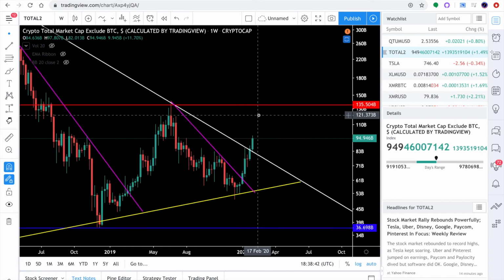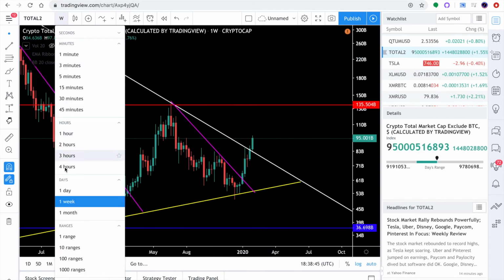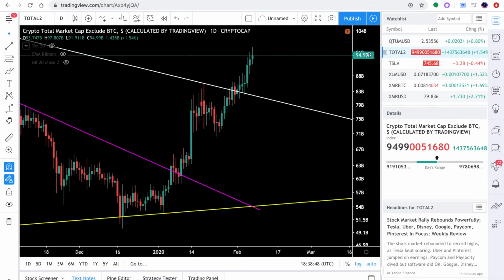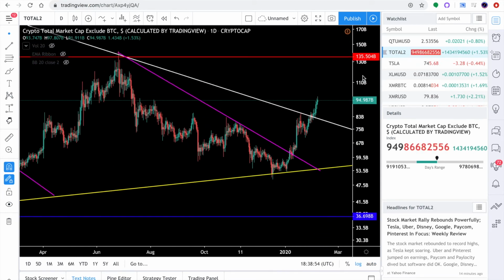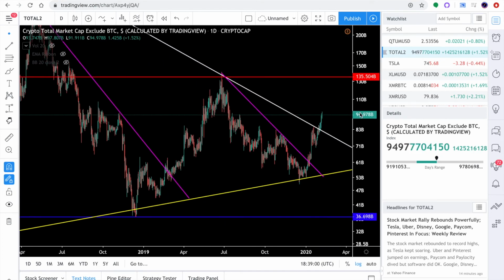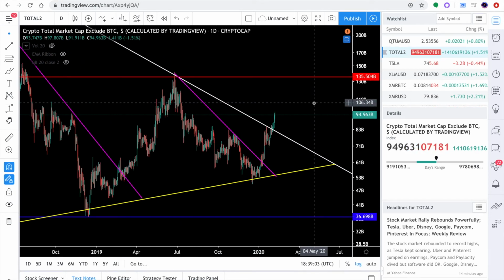This is the weekly, so this looks good. We have a really nice bullish candle there on the altcoin cap. The daily's continuing to climb. We're closing in on 95 billion on that. My target is actually going to be 135 billion, which was our June tops. So you could definitely see some alts revisit their June highs.